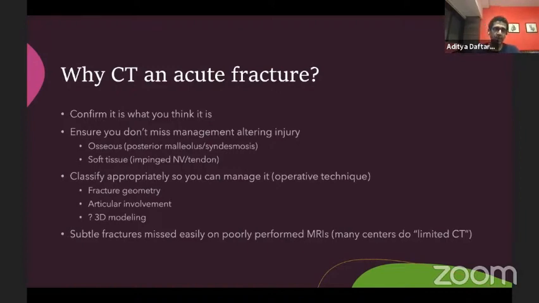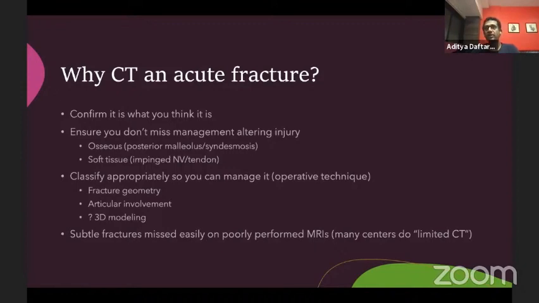So you want to know the fracture geometry, the articular involvement, potentially get 3D modeling done to help you understand how to manage that fracture, what technical considerations you would involve in fixing that. And then I think the last but not least, subtle fractures are missed easily on poorly performed MRIs. And that's why actually many centers do limited CT.